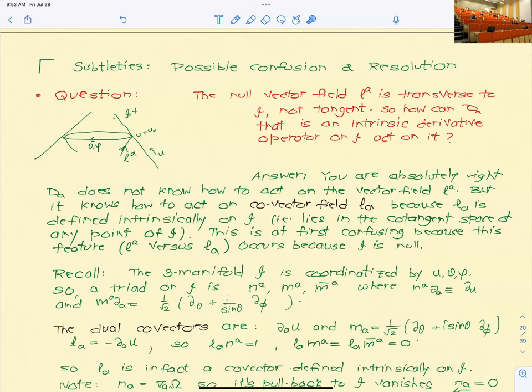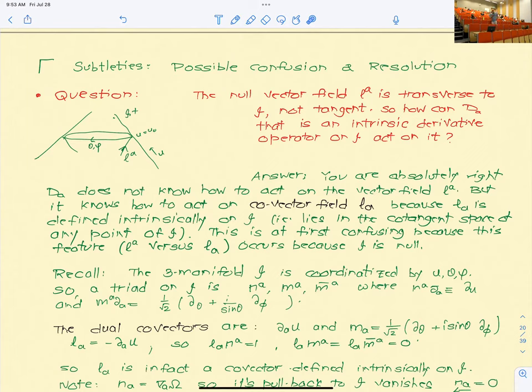Okay, thank you very much. I have a question myself. These days people in celestial holography consider also super rotations. So what do you think about this extension of BMS?